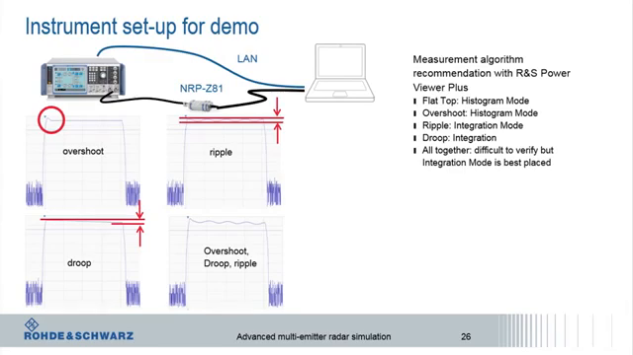Now, in order to analyze the pulse, I use the NRP Z81 power sensor. The data is collected by a PC and is displayed in the PowerViewer Plus software. And if you remember the defined pulses before, we exactly see what has been defined. In the first image, we see the overshoot. In the second one, we see the ripple. In the third one, we see the pulse droop. And the fourth pulse has all four effects together.